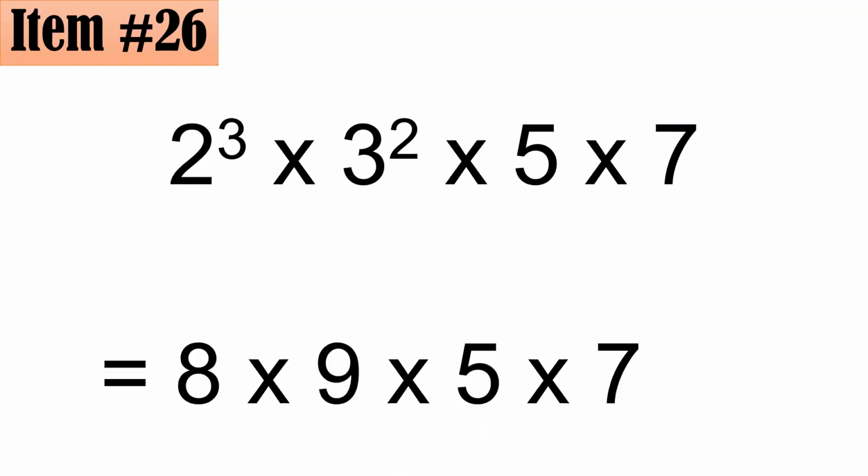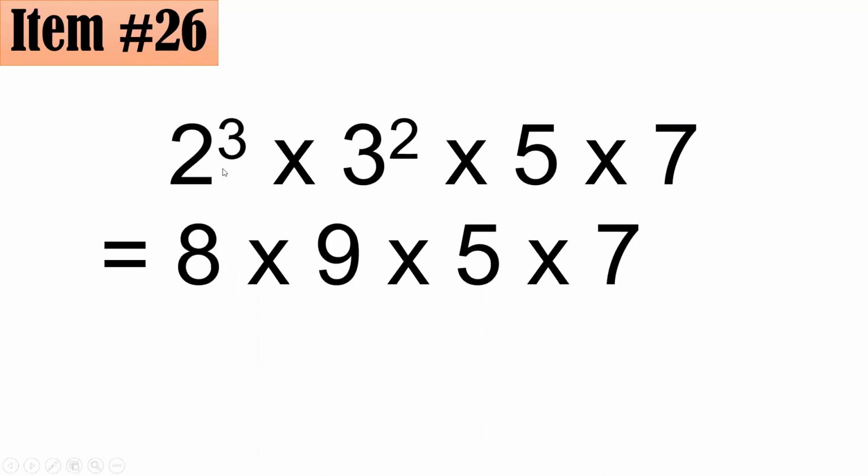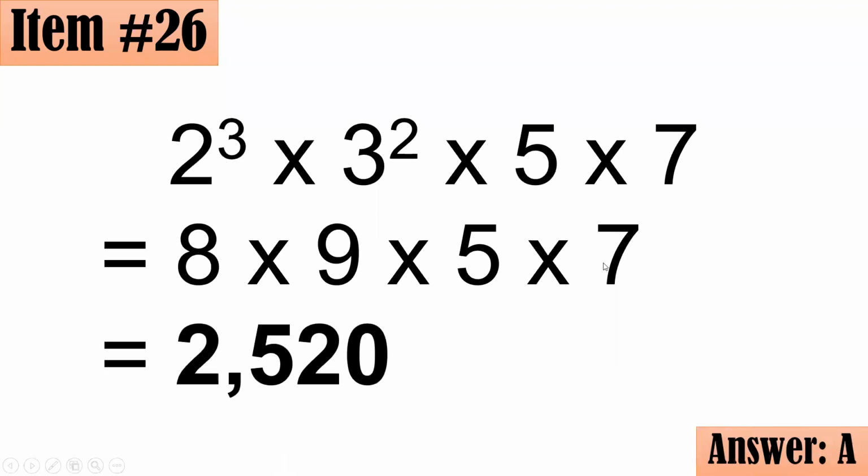And if you do the multiplication, 2 cubed means 2 times 2 times 2 or 8. 3 squared means 3 times 3 or 9, times 5 times 7. And that is letter A, 2,520. Wow, good job.